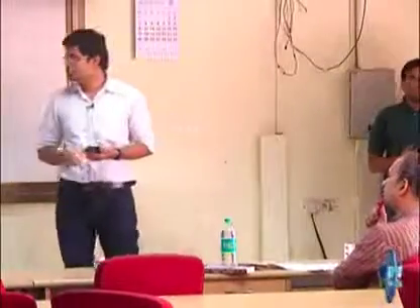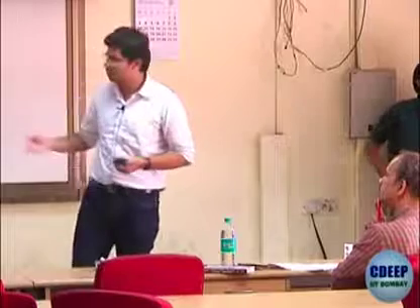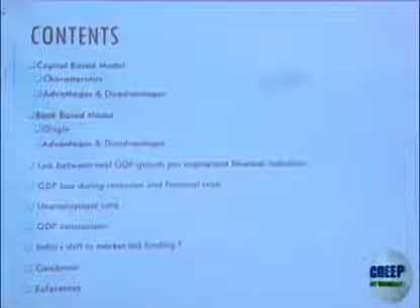Good afternoon, everybody. The topic of our presentation is the market-based economic model versus the bank-based economic model. These are the topics that we will be covering. What is actually a capital-based model? What are its characteristics, advantages and disadvantages? Then we'll talk about the bank-based model, its origin, its advantages and disadvantages. Then we'll talk about the link between real GDP growth per capita and financial indicators. Then we'll talk about GDP loss during recession and financial crisis. Then we'll shed a bit of light on the unemployment rate and a bit on GDP comparison. Then we'll talk finally about India's shift, or is there a shift, from bank-led funding to market-led funding. Finally, conclusion and references.